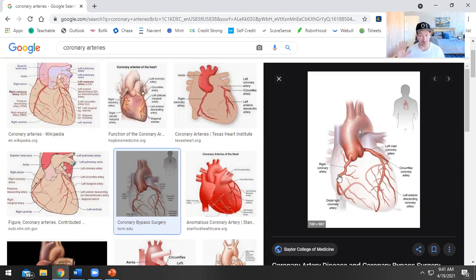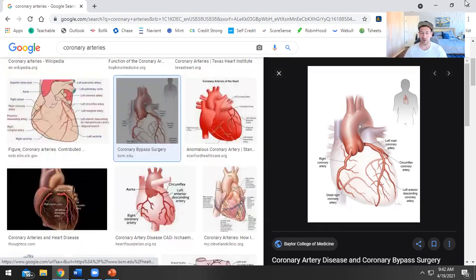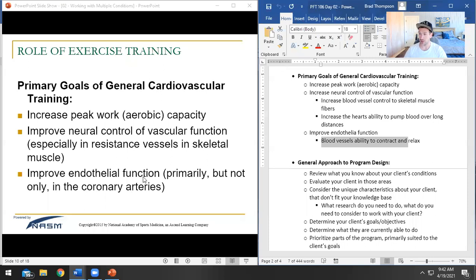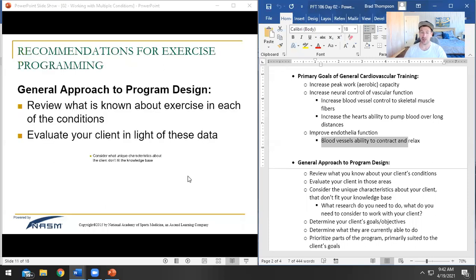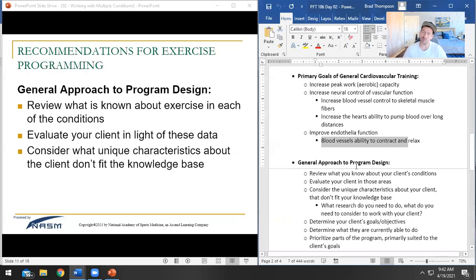Well, your heart, the first thing that it does is ensure that it has oxygen and blood flow before anything else. Those are your coronary arteries, and it's very important to keep those healthy. So when we talk about improving endothelial function, we really are definitely talking about the coronary arteries. But at the same time, it is all arteries. It's all veins as well throughout the body.